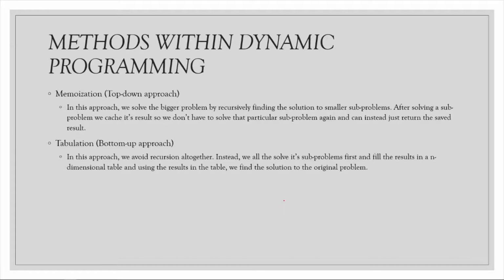Now, dynamic programming itself has two different approaches. The first is memoization, which is known as a top-down approach, and the second is tabulation, which is known as the bottom-up approach. In memoization, we solve the bigger problem first by recursively finding the solution to the smaller subproblems. After solving a subproblem, we cache its results. So we don't have to solve that particular subproblem again, and instead we can just look up its value when required.